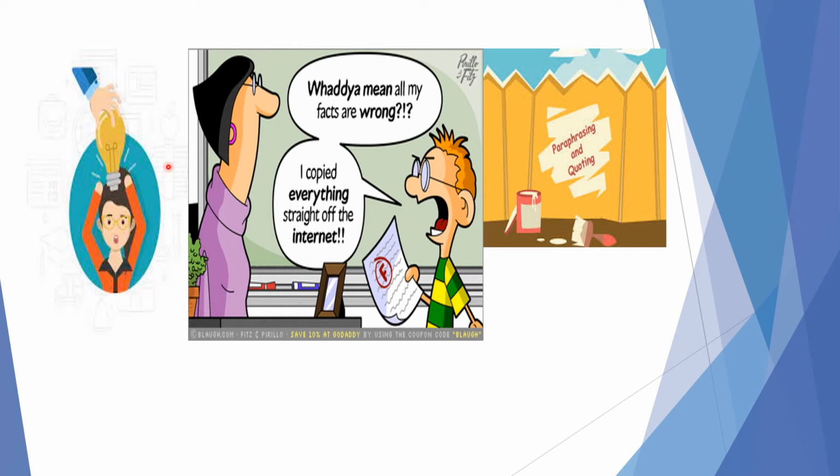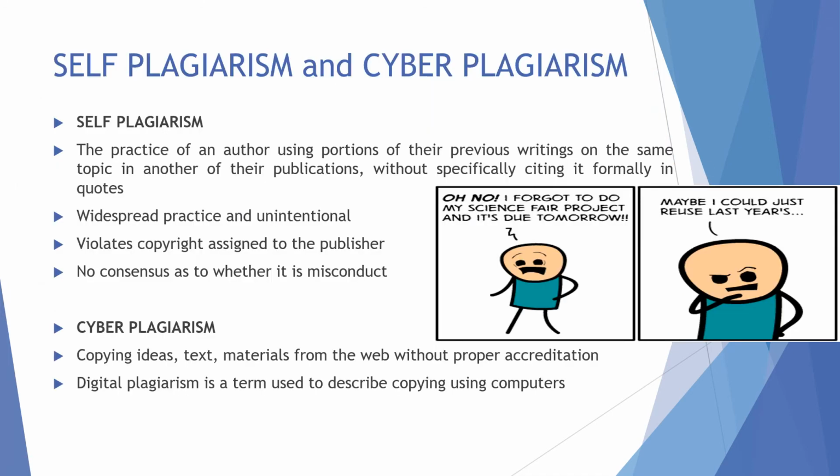Okay, so this is plagiarism of ideas. Okay, what do you mean all my facts are wrong? I copied everything straight off the internet, which is nothing but grand larceny plagiarism. So, regarding paraphrasing, they say you can do it, but quote properly and cite properly. Okay, now it comes to self-plagiarism and cyber-plagiarism. We said in the UGC definition also that plagiarism involves idea plagiarism, which we have already discussed.